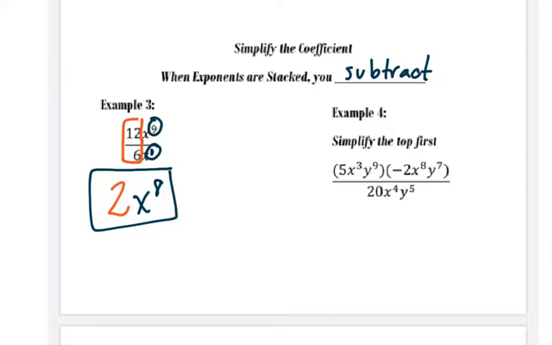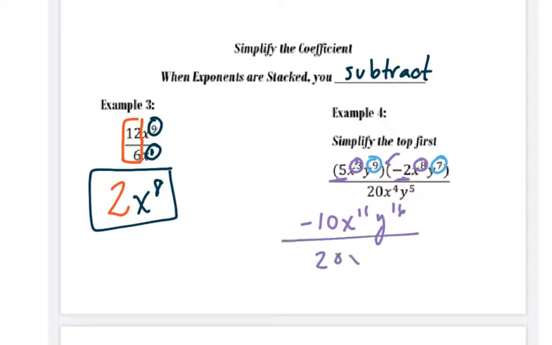So to clean the top, what you learned last week is that these are multiplying. This here, when there's parentheses right next to each other, that means that we multiply. So we multiply our coefficient, our big number, 5 times -2 is -10. Then we count our x's. There are 11 x's that live on the top. There are 16 y's that live on the top. The bottom looks like this. Okay, so now it's a single monomial where we can use our rules.